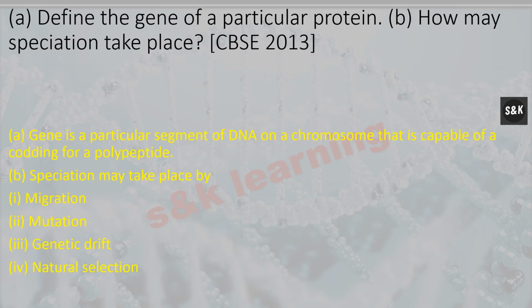Define the gene for a particular protein. How may speciation take place? A gene is a particular segment of DNA on a chromosome that is capable of coding for a polypeptide. Speciation may take place by migration, mutation, genetic drift, and natural selection.